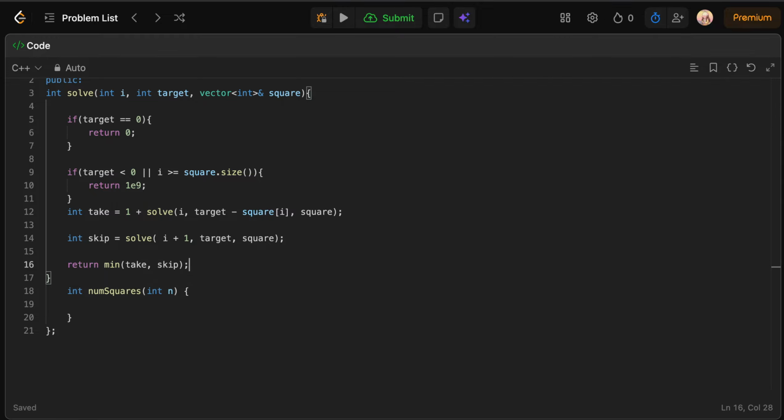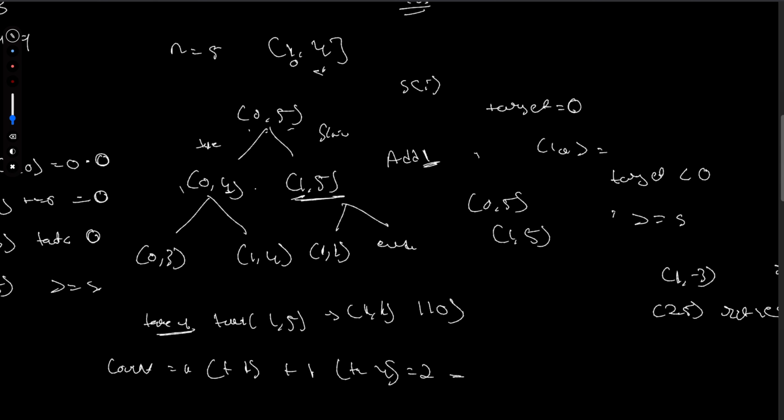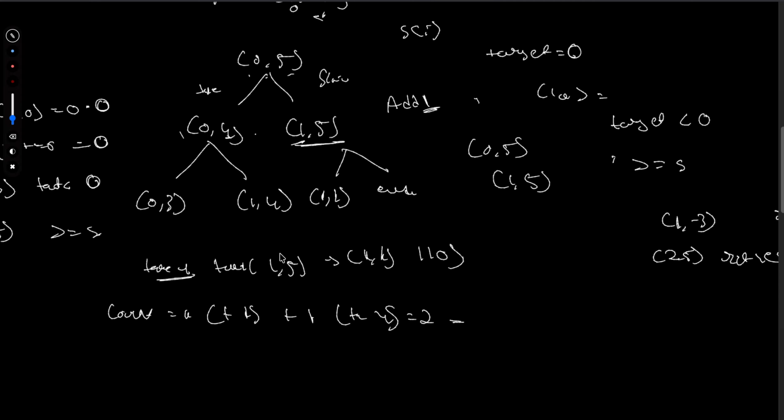Example, we have say 0 comma 5, the left part is 5 and the right part is 2, so the minimum is 2, so we are going to return 2.